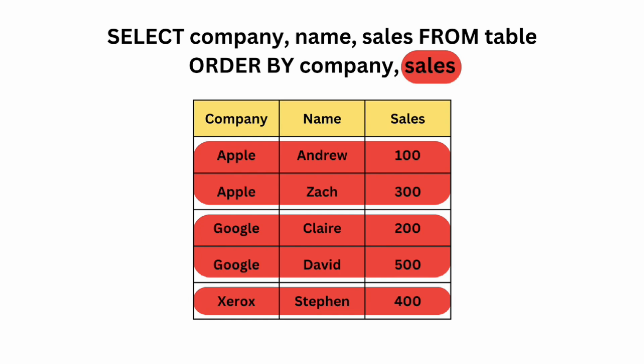So if you have duplicate values in a particular column and you want to sort not just by that particular column, but another column as well, it makes sense to do an order by with multiple columns. And it's going to sort based off the order you provide. So it'll order by company first and then by sales. Let's go ahead and explore some more examples in pgAdmin on the DVD rental database.